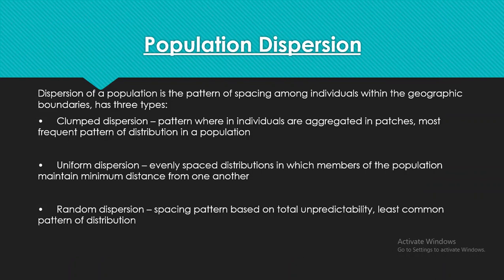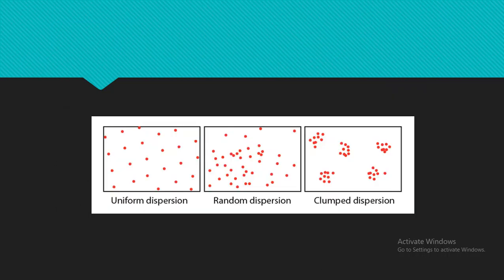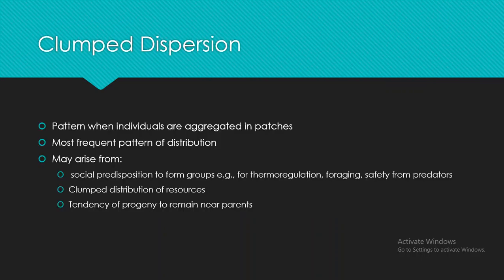So, the next characteristic of a population is its dispersion. So, what is dispersion? Dispersion of a population is the pattern of spacing among individuals within the geographic boundaries and has three types. We have the clump dispersion or the clustered dispersion. We have uniform dispersion. And we also have random dispersion. So, ito yung mga uri ng depiction ng dispersions ng individuals sa isang population.